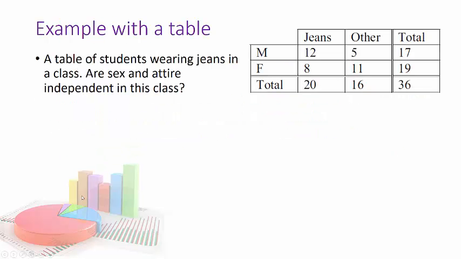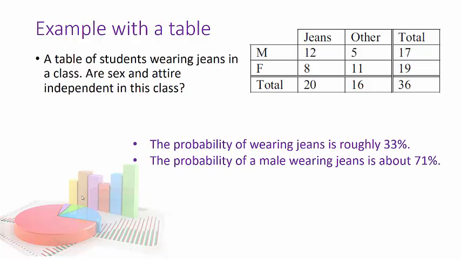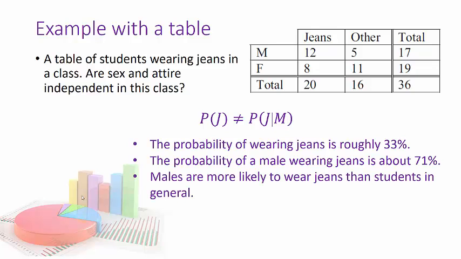So let's revisit our example from before. I've got a table of students wearing jeans in a class, and are sex and attire independent in this class? Well, the probability of wearing jeans is roughly 33%. The probability of being a male who wears jeans is about 71%. So the probability that you're wearing jeans given that you're male is not the same as the probability of jeans. So for this case, males are more likely to wear jeans than students in general. So these are not independent.